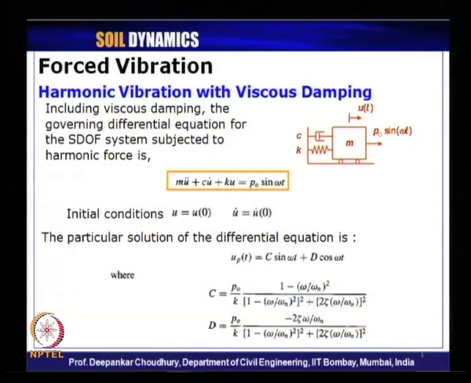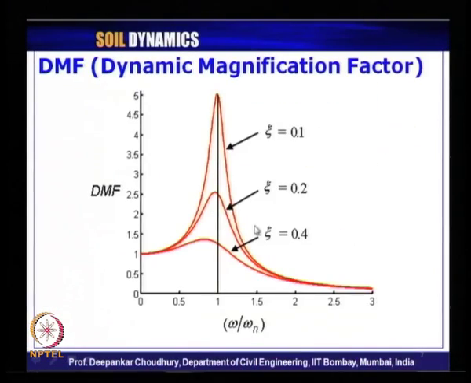A small recap of what we have done: the dynamic magnification factor, how it varies with respect to frequency ratio, that is the ratio of the applied frequency externally to the natural frequency of the system, how it varies for different damping ratios, where the peak occurs and what is the maximum dynamic magnification factor, all these things we have seen. So, continuing with this background, let us further discuss this dynamic magnification factor.